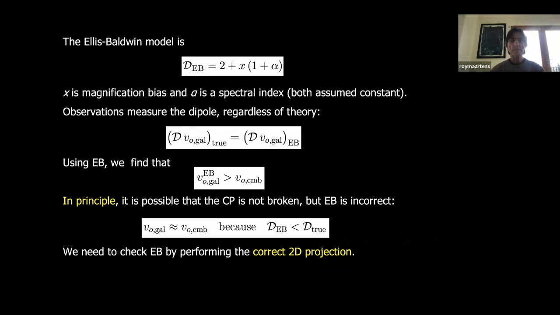In the original Ellis-Baldwin paper, no projection mechanism was proposed. The formula was simply derived without reference to any radial projection. So that's a gap which has been filled subsequently and which leads to the rest of what I'm going to say.